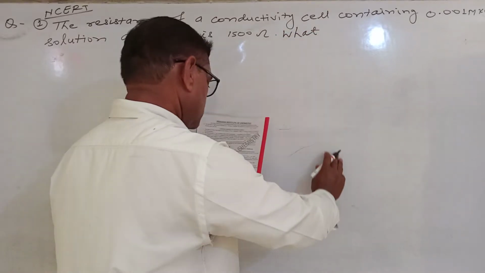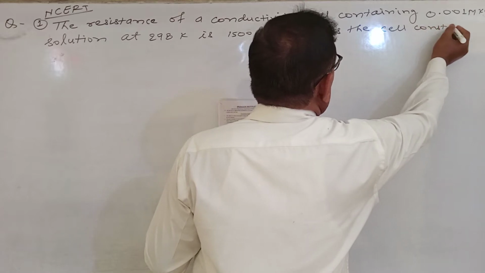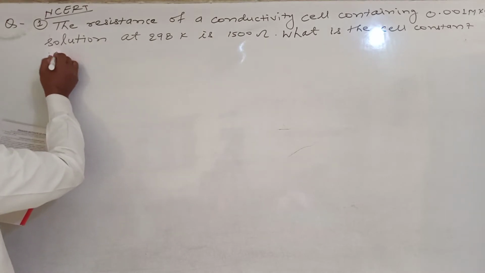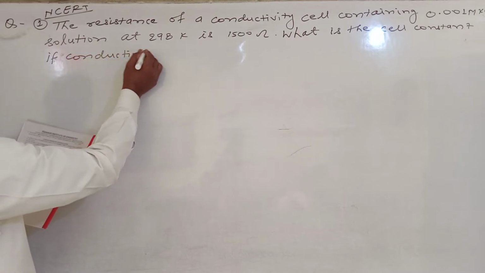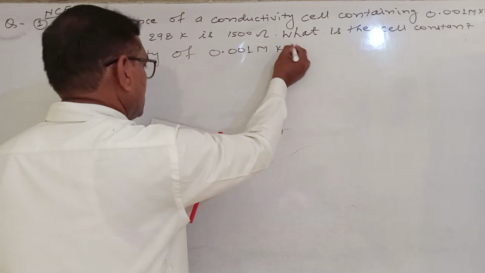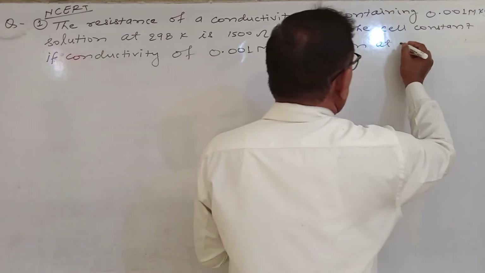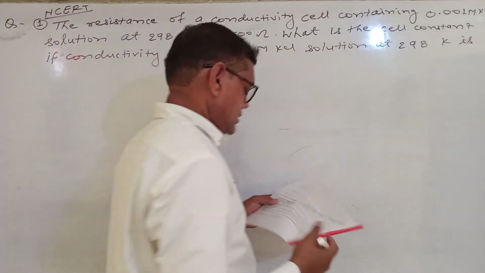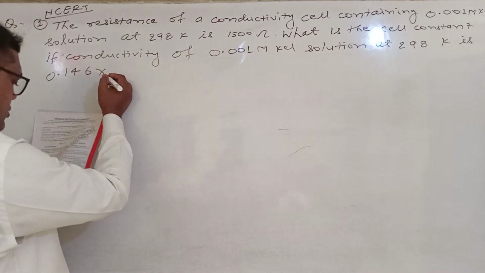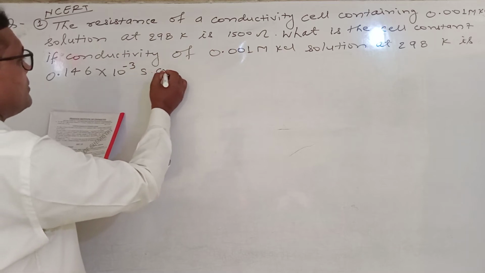What is the cell constant if the conductivity of 0.001 M KCl solution at 298 Kelvin is 0.146 into 10 to the power minus 3 Siemens cm inverse?